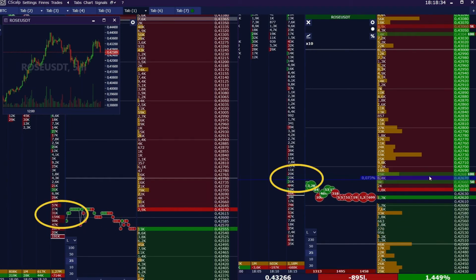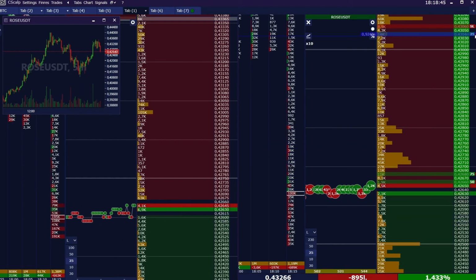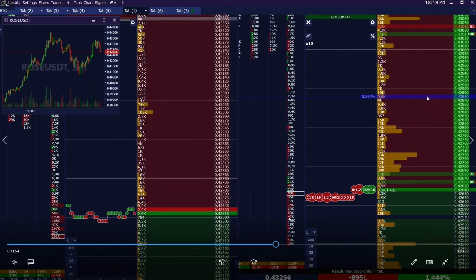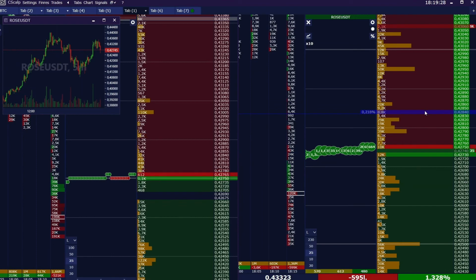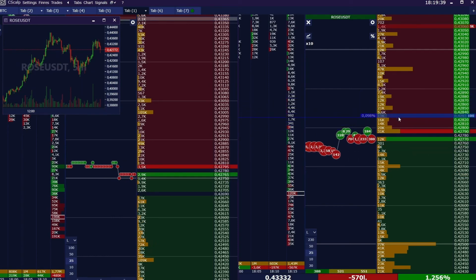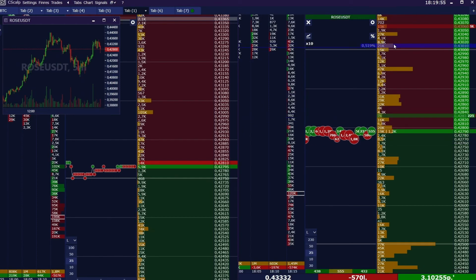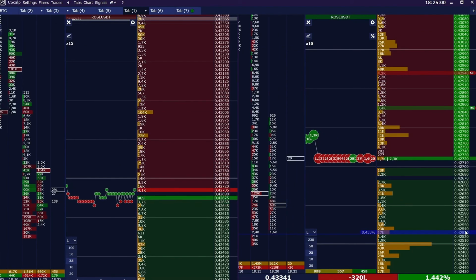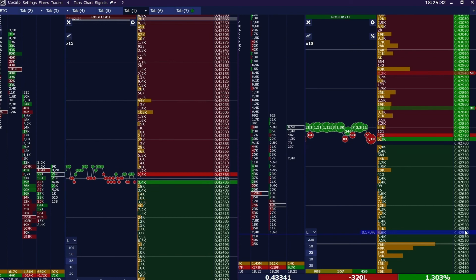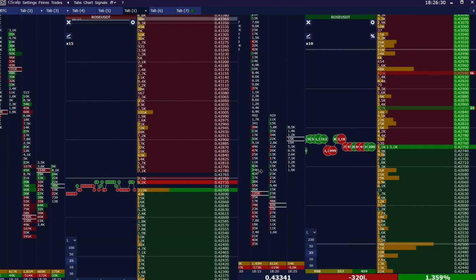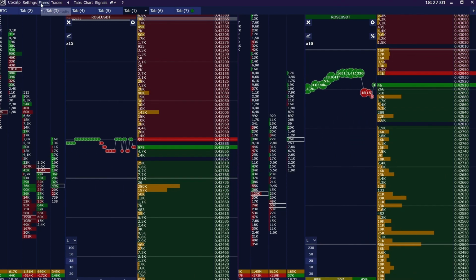Here we see the resistance, the first sign to close positions. The price fails to break this level and goes back. I decided to close the position partially. The resistance is becoming stronger. This is how it works.